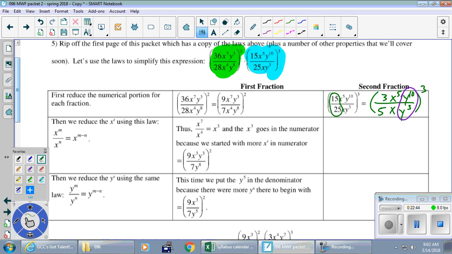So I am going to, big old fraction here, 3, 5, x to the 5th, x. And then I'm going to make this one change. Copy everything, but make one change. This becomes y to the 7, and it's on top. And the whole thing is still cubed.